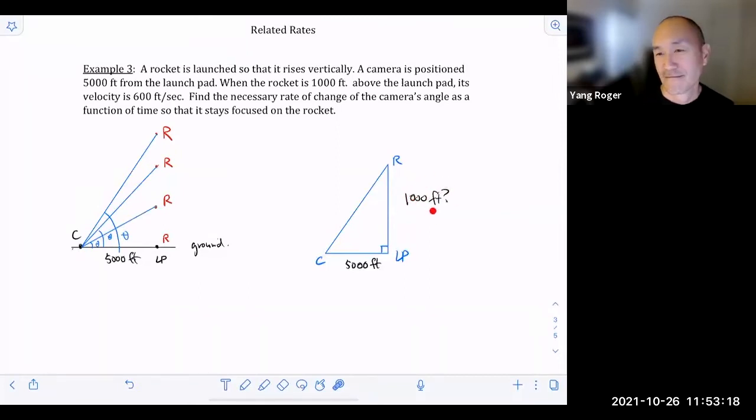Okay. The answer is no. How do you know the answer is no? Two reasons. The first reason, we can see that this rocket is going vertically like this. That means that it's a variable. So I should give it a letter. Let me call it y.